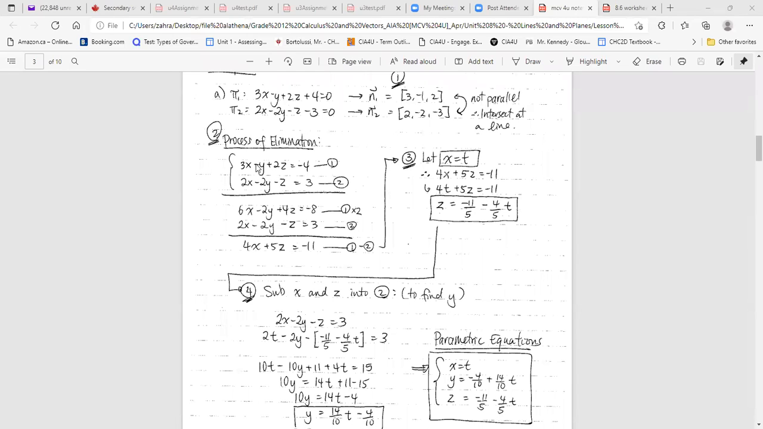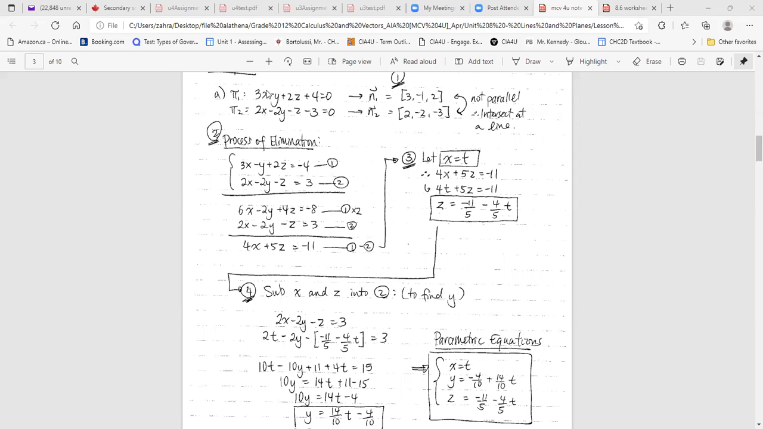So you take the first one and second one, you can eliminate y. Multiply the first one by 2, and then subtract them. 6 minus 2 is 4x, -2y minus -2y, they eliminate y. And positive 4z minus z is 5z, -8 minus 3 is -11. So this is what we have. Instead of the x, we put parameter t, x equals t. Then we rearrange it for z. So z is -11 over 5 minus 4 over 5 t.